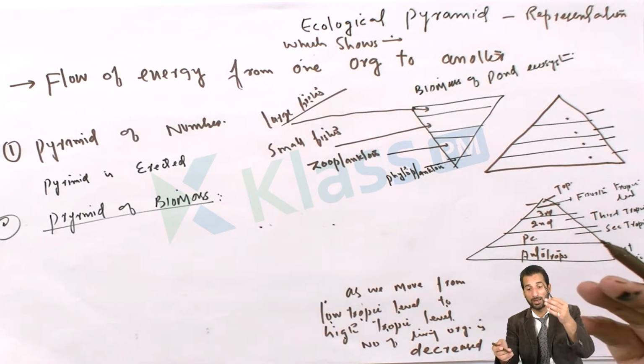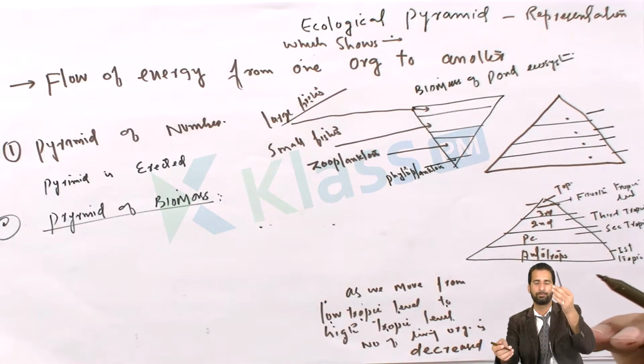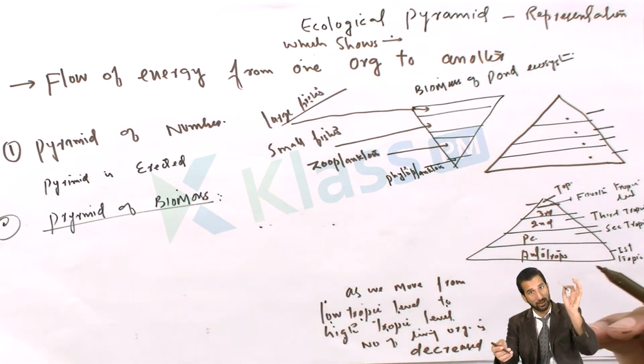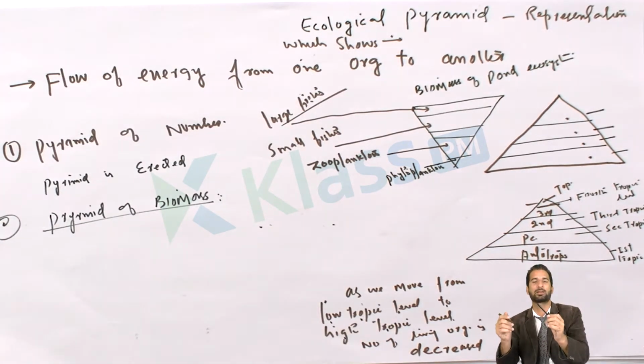So in this case, it's the pond ecosystem. So the pyramid of biomass in the case of the pond ecosystem. Please remember this sentence, it is very important. Pyramid of biomass in pond ecosystem is inverted.